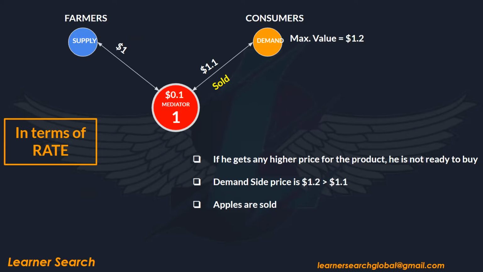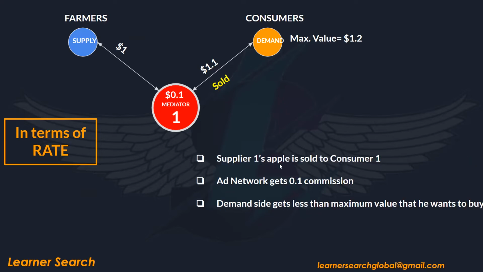If you say a higher rate, he definitely drops it, right? So he has to buy it. Correct. Demand side price 1.2 is greater than 1.1. So apples are sold. The first supplier's apple is sold to consumer one, the first consumer of the same mediator.